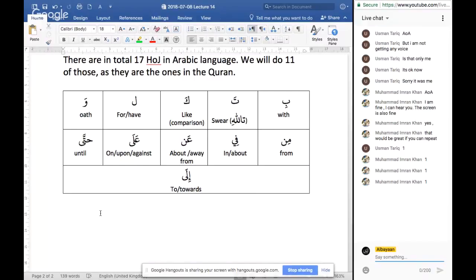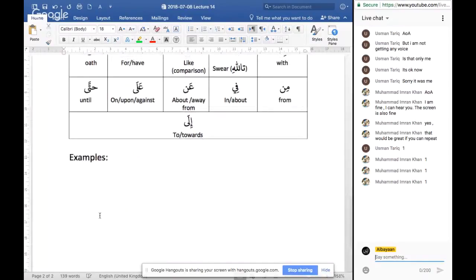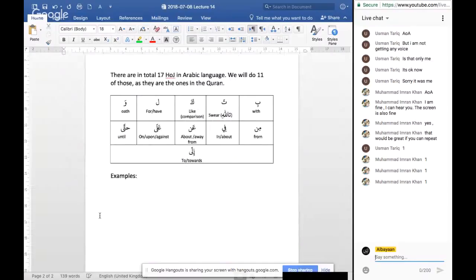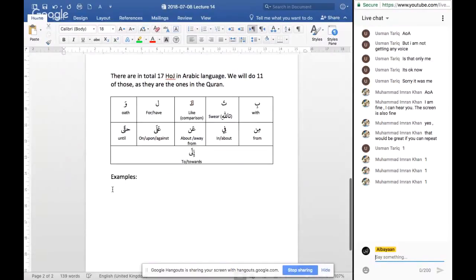Okay, good. Let's do a few examples of this. I'll try to keep that in view as much as I can, so let me just shrink the window for a bit. So the table is in the view, and we construct the example. For example, you may have seen bil mu'minina.